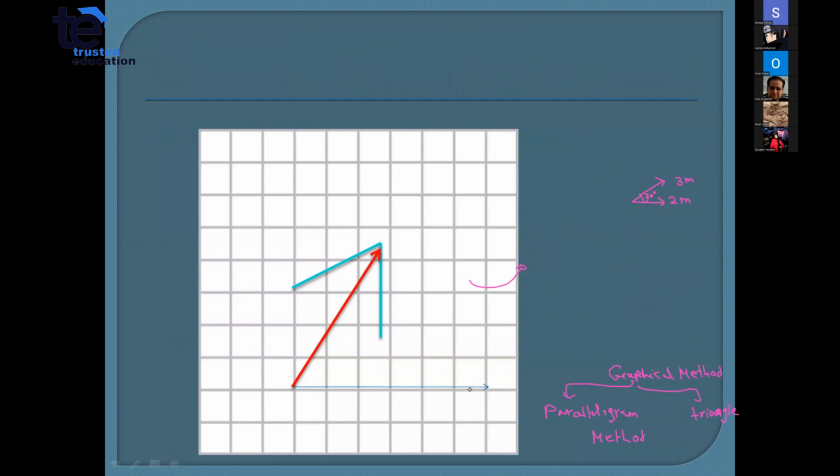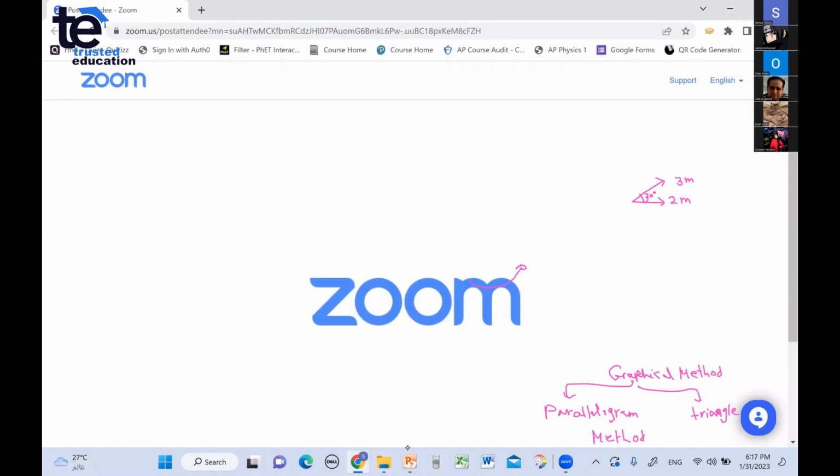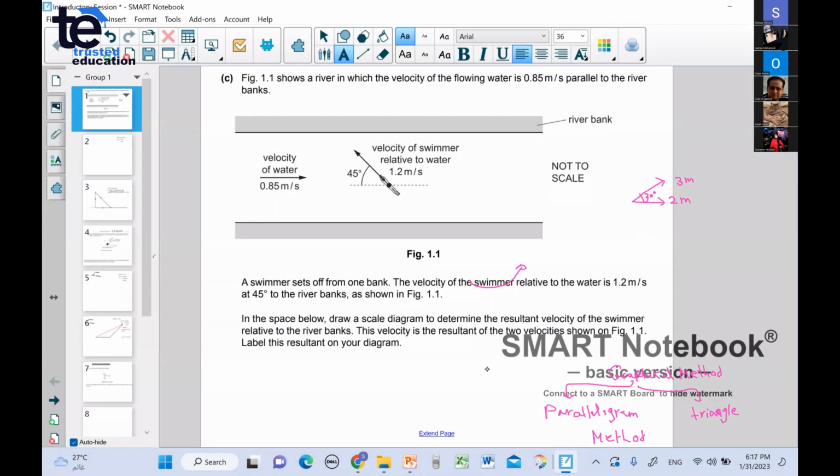I will go to one minute. Okay. One minute, I will show you here. You can see my screen. Now this is an example from your past papers. Let us read it, understand it, and see how to use a scale to find the resultant vector.